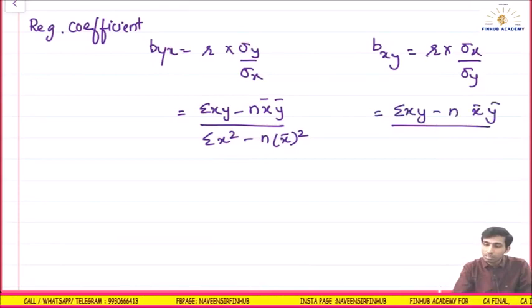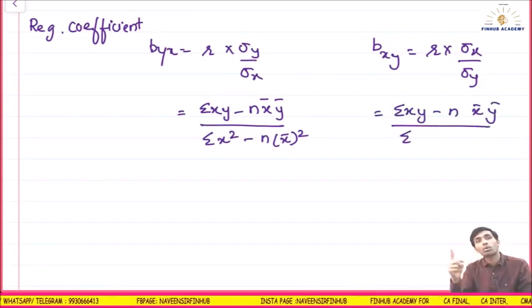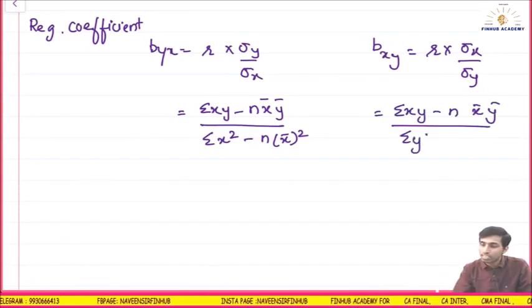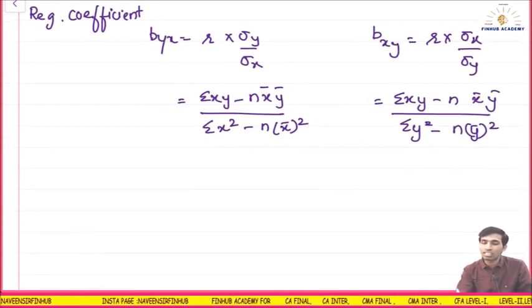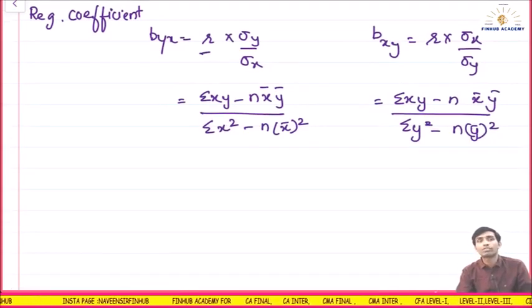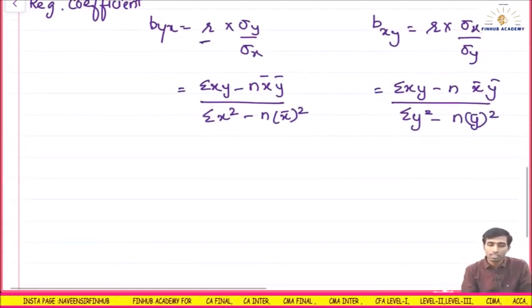Numerator is the same, but in the denominator, since it is b x on y, y will come in the denominator: y square minus n into y bar the whole square. Okay, this is what this r is. Here r is the Karl Pearson correlation coefficient, which we already learned how to calculate.